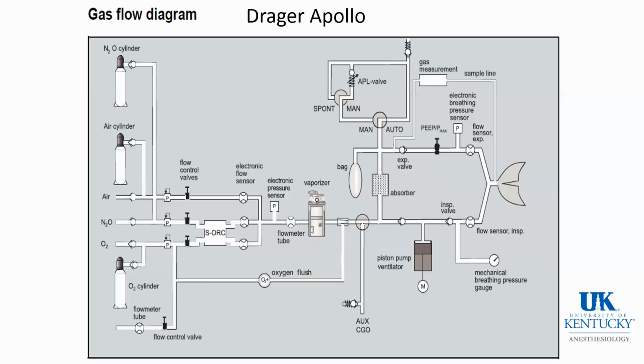This slide shows the gas flow diagram of a Draeger Apollo, the most commonly used anesthesia machine in our department. It is obviously less generic. You'll notice that the check valves are not labeled, nor is the auxiliary oxygen. It's check valve, check valve, check valve, check valve, check valve. This is the area of the auxiliary oxygen in the lower left corner.